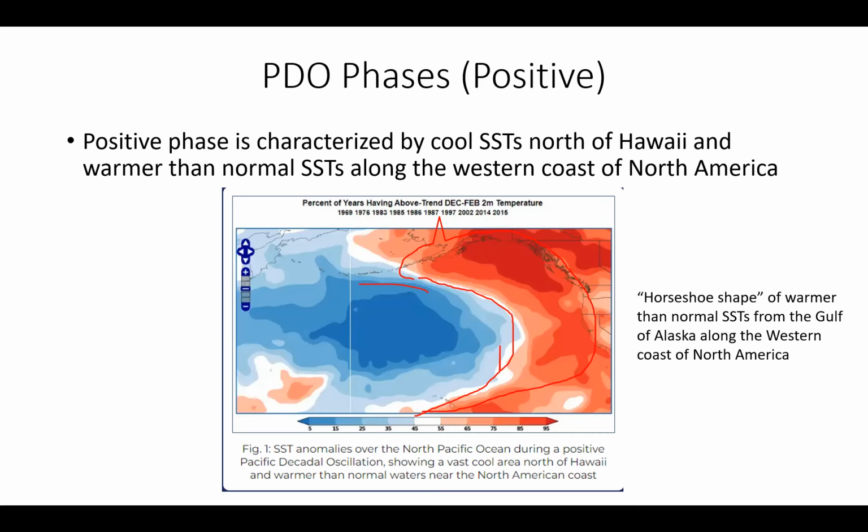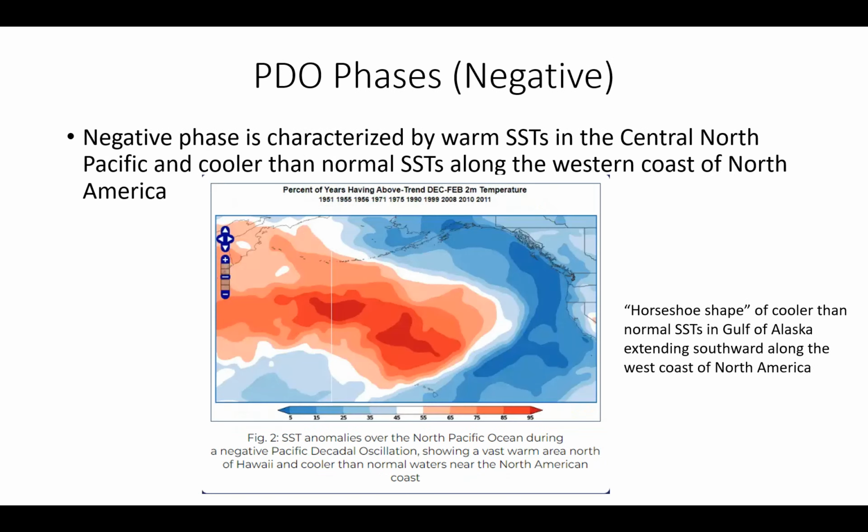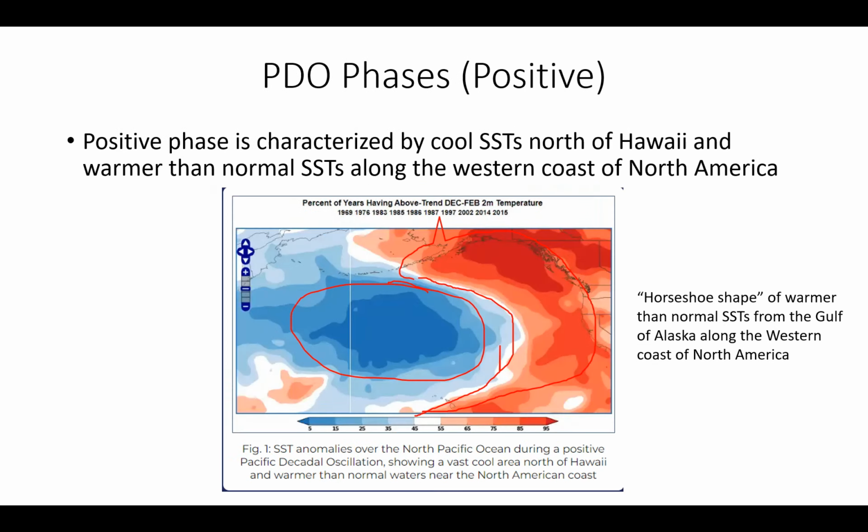And then you have your cooler than normal water to the north of the Hawaiian Islands. So again, a very interesting pattern in those sea surface temperature anomalies across the Pacific Ocean. Let's move on. With the negative phase of the PDO, we typically see a sort of a reversal of what we just saw with this phase here, with the positive phase.